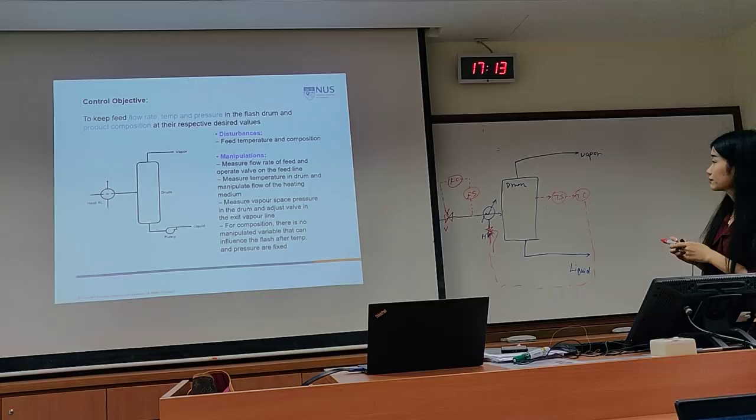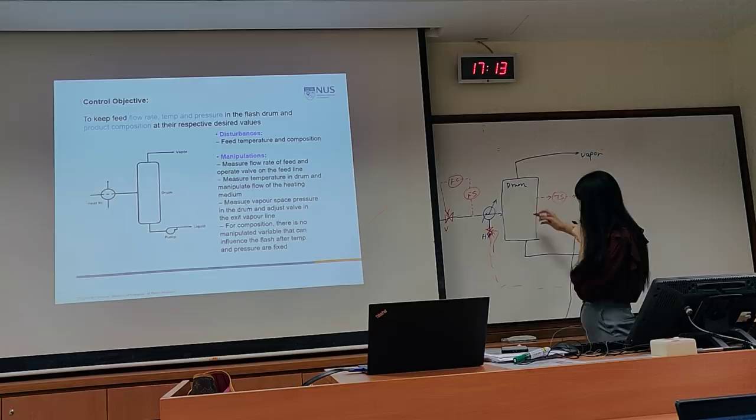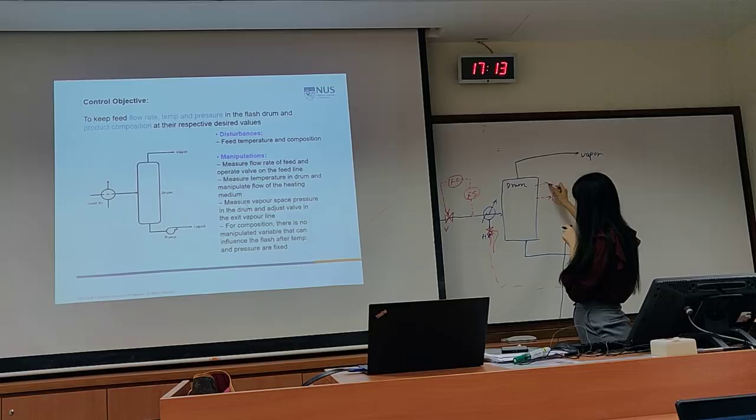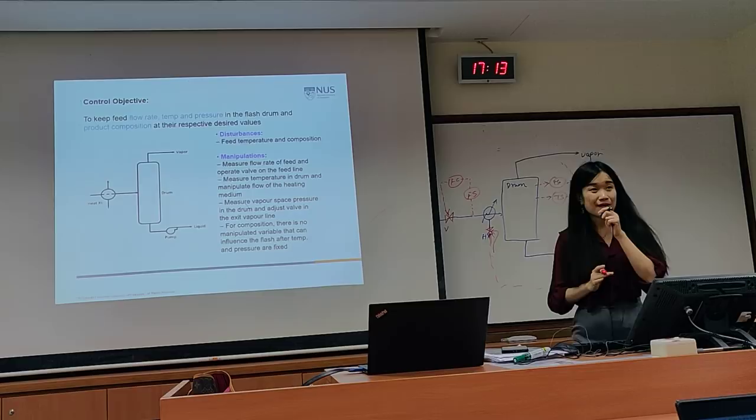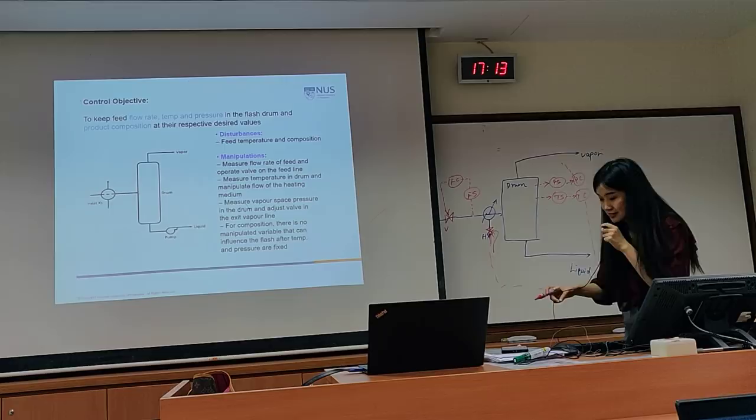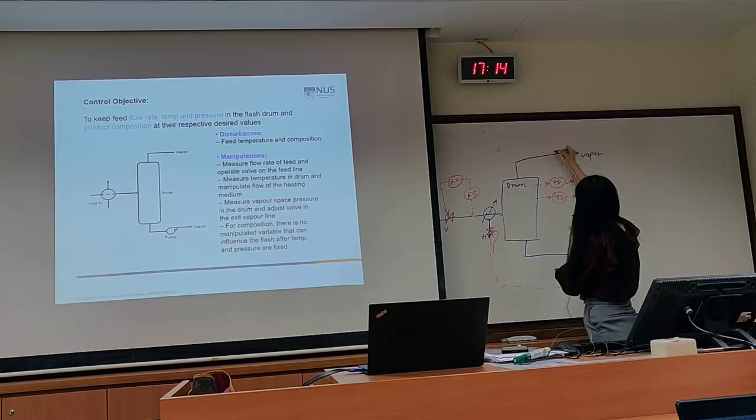Similarly for the vapor space pressure in the drum, because this is a two phase separation, you have the vapor at the top. Do the same: a pressure sensor and the pressure controller. But where does this signal go? You can think about in the drum, you have the vapor phase. If you want to change the pressure, you can then change the valve in this vapor stream. Send your signal to this.